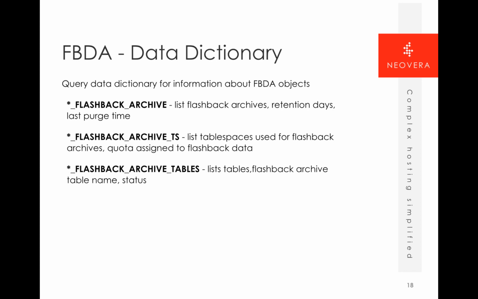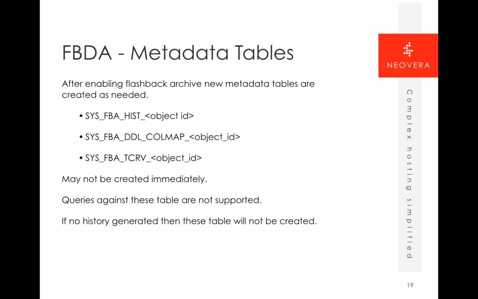And then the most common one you would probably be using is the last one, the flashback archive tables. So that actually lists the table, what flashback archive the table is in, the flashback archive table name, so the actual history name tied to that table, and what its current status is, if it's enabled or disassociated, things like that. So that'll be the one that most DBAs will be using to get information about the actual tables themselves.